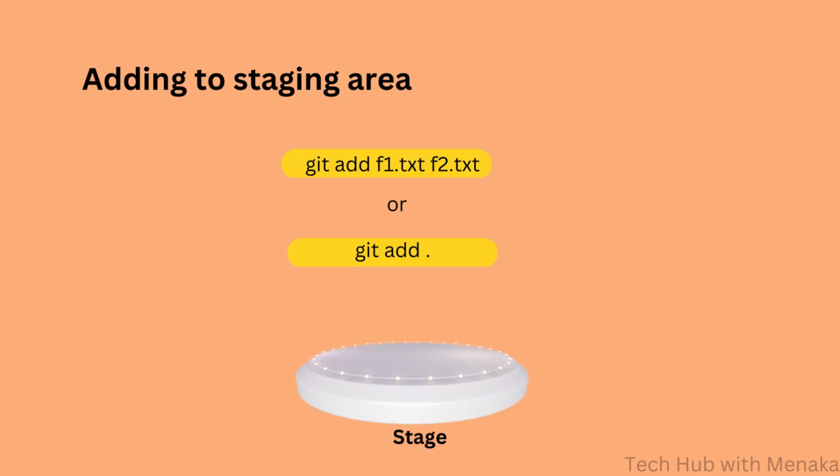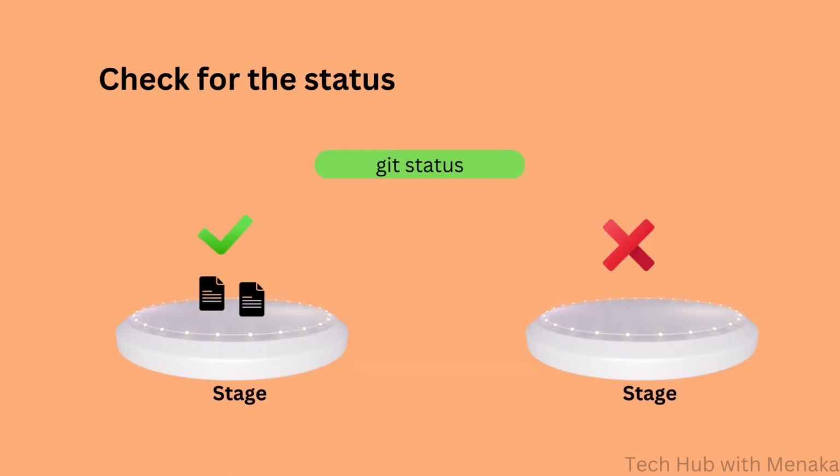To push these two empty files into the staging area, we have to use git add with the file names, or we have to use git add dot. This dot represents whatever changed files are available in our current working directory. They will be pushed into the staging area. After that, check whether these files have been added to the staging area or whether any error has occurred. To check this, we use git status.